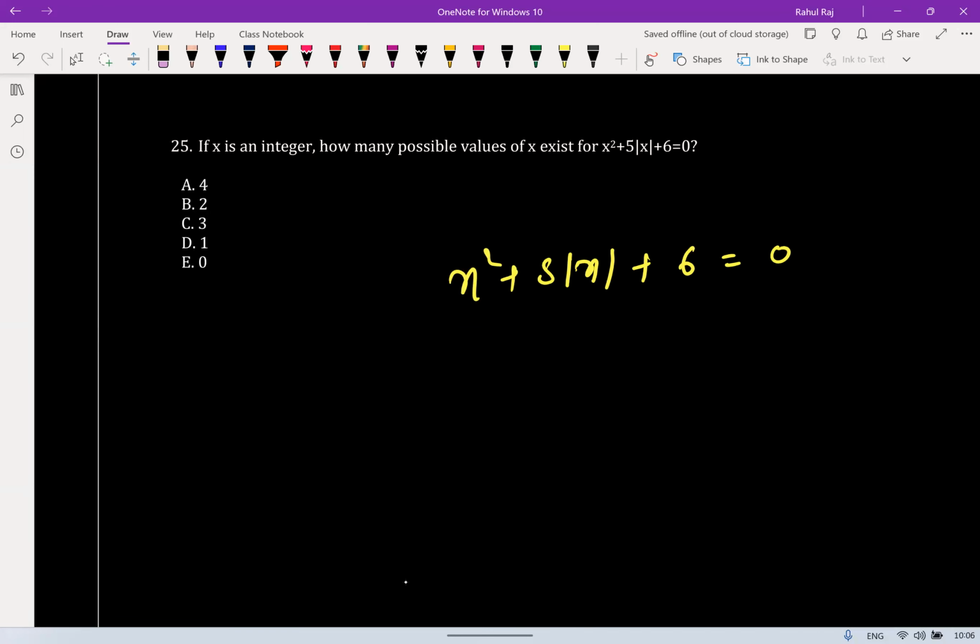See here, x square is always positive. What is the least value of x square? 0. It can never be negative. Mod x is always positive, and the least value of this is 0. Even if you take the least value of this and this as 0, you have plus 6, and 6 is not equal to 0. So there cannot be any value of x in the world for which LHS will be equal to RHS, because this is always and always positive. The minimum value of x square is 0, the minimum value of mod x is 0. Even if I put x equal to 0, I have here 6, and 6 is not equal to 0.